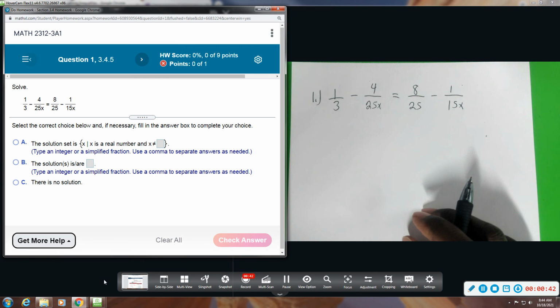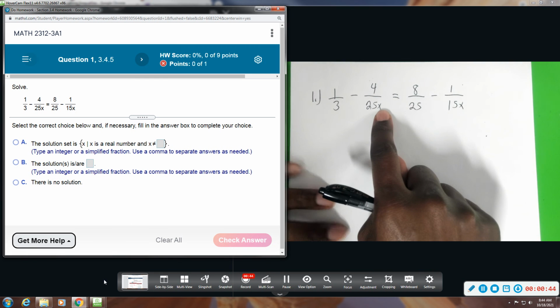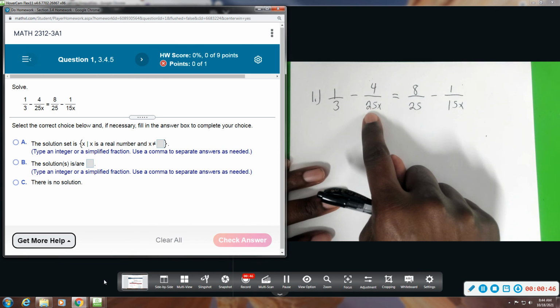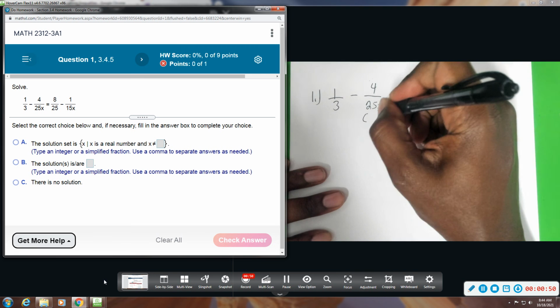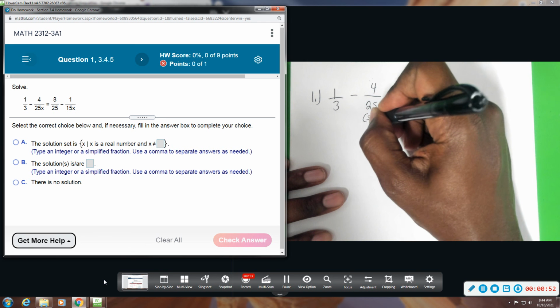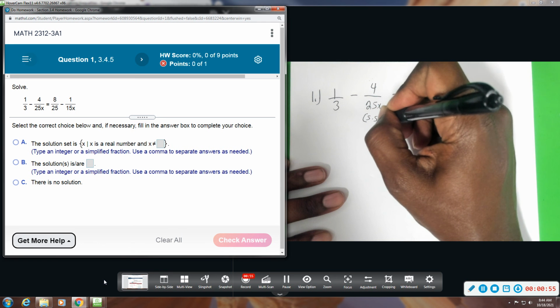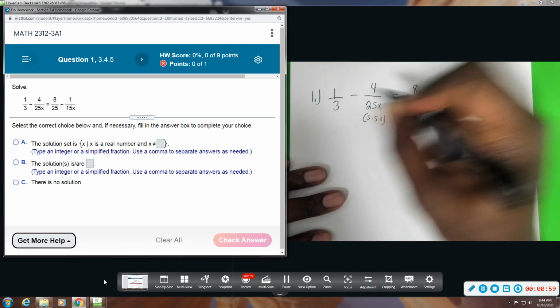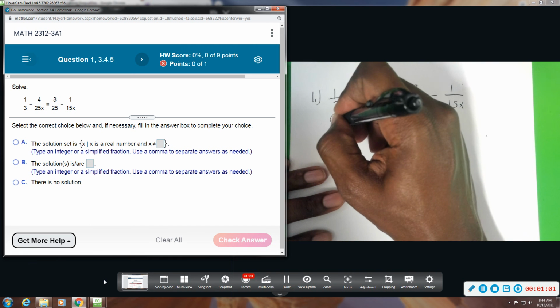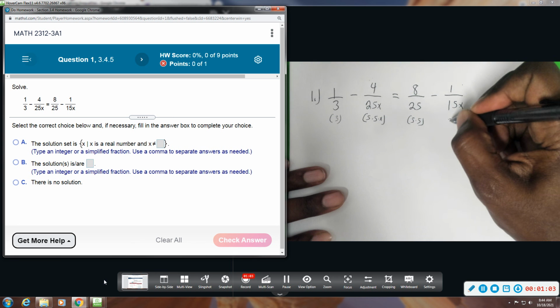All right, so if you look at the factors of the denominator, if you look at prime factors, this is 5, 5, and x. This is just 5 times 5. This is just 3, it's already prime. And then this is 3 times 5.